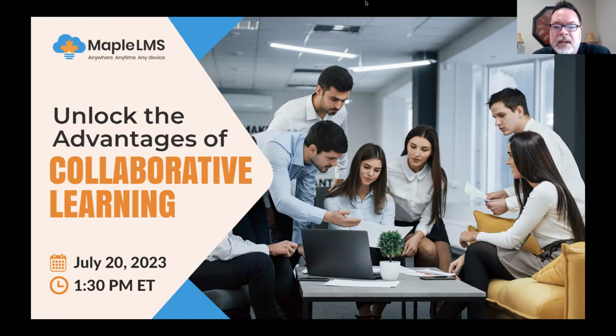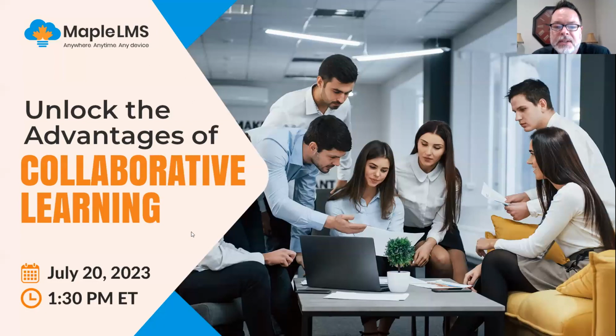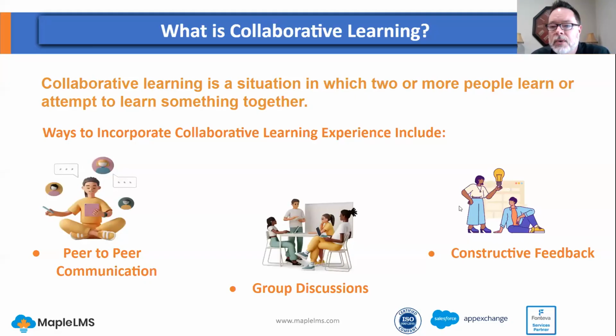So today we're going to be talking about unlocking the advantages of collaborative learning. Collaborative learning is an approach that emphasizes working together with others to enhance learning. It can occur either on a peer-to-peer basis or in larger groups. Peer learning or peer instruction is a type of collaborative learning that involves working in pairs or small groups to discuss concepts or find solutions to problems. Collaborative learning can be done virtually, or it can also be done in person. And we're also going to talk about how you can leverage a learning management system to enhance your collaborative learning.